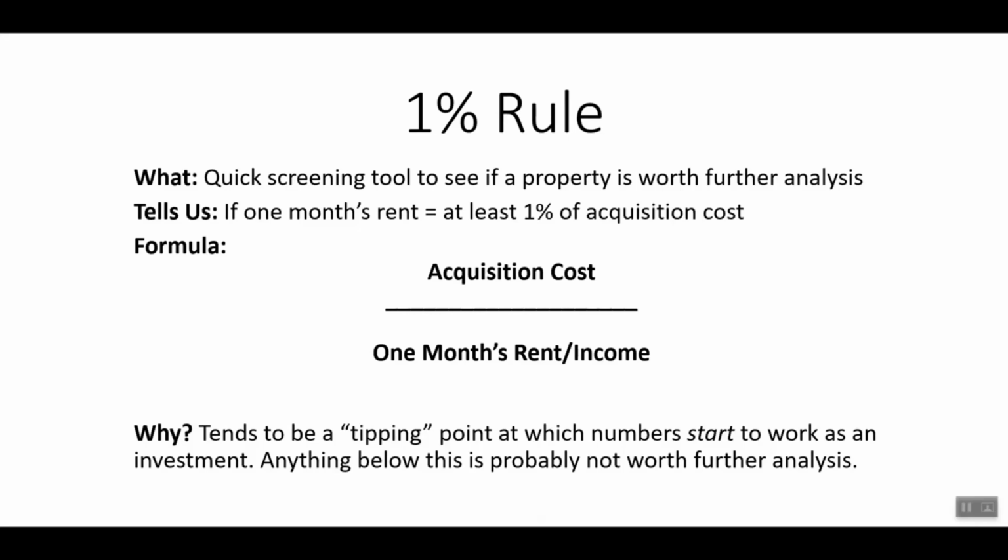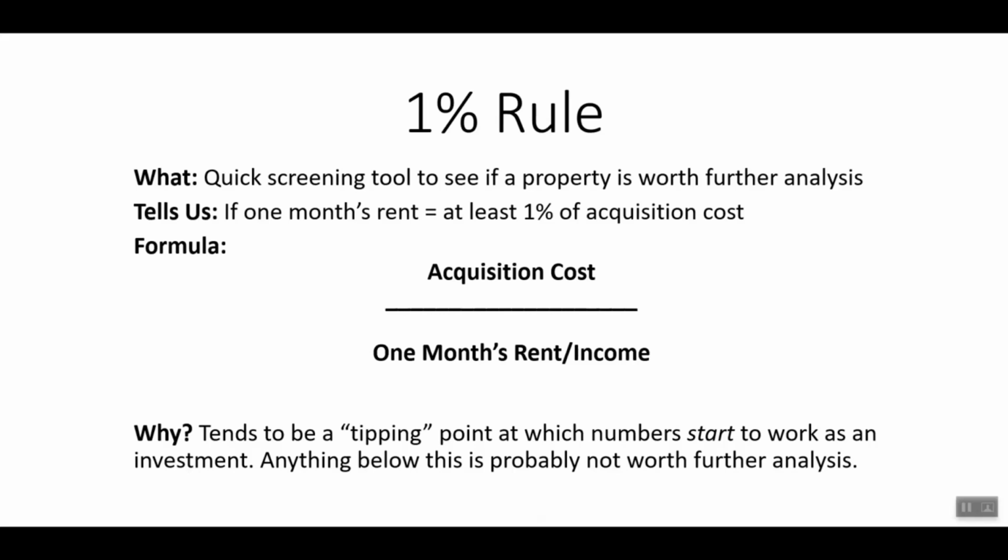So the 1% rule is basically just looking at the listing or the asking price of a property and trying to figure out if one month's rent is at least 1% of the acquisition cost. So on a $100,000 rental property, I need to see at least $1,000 a month in rental income, or I'm done. I'm not looking any further, because when you do this 100 times, 1,000 times, you start to realize that if it's not making 1%, it's not worth really digging any deeper. It's not going to work as an investment.